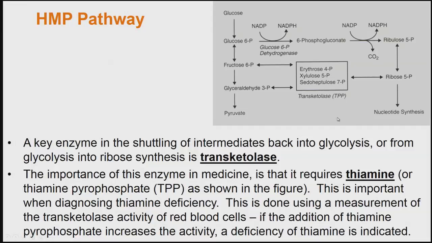Okay? But because it's much easier to get a sample of blood cells than other tissues, this is something very convenient to check for. So what they'll do is draw a blood sample and test both with and without thiamine. They'll basically test for transketolase activity. If adding exogenous thiamine makes it go faster, that means you were deficient to begin with.